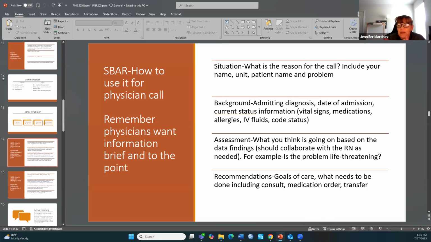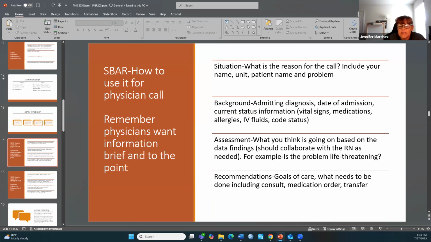All right, so then my background information: he was admitted today, July 27th, for diagnosis of encephalopathy with altered mental status. Here's his vital signs. Here's his code status, here's his current medications.